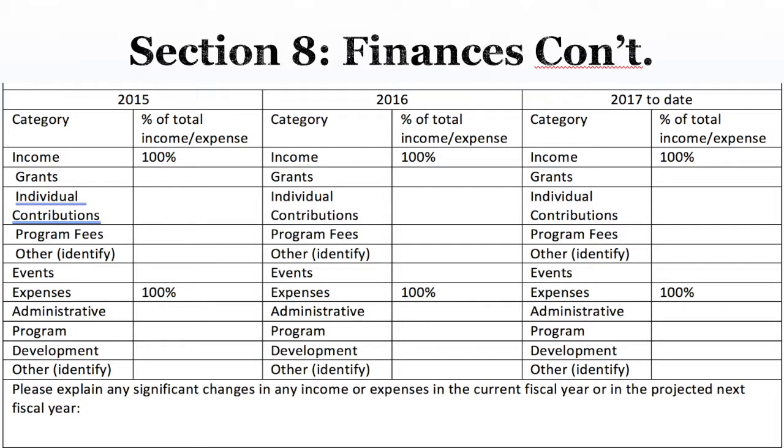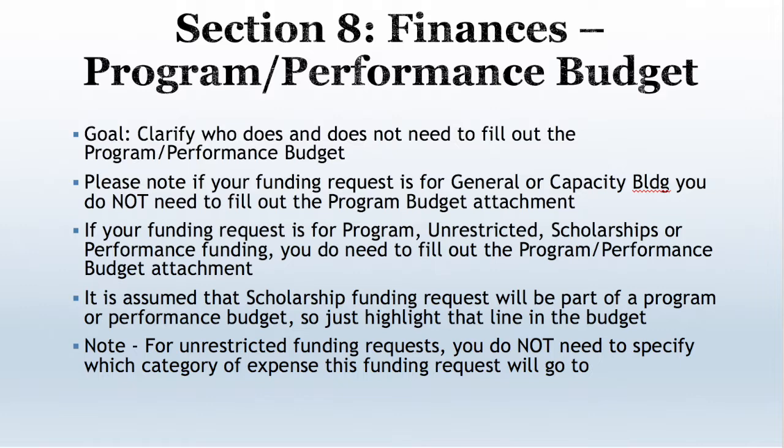Keep in mind that we are not looking for perfect finances. We're looking for honest finances. So just put an accurate depiction of where you are. First, we're going to go over the program performance budget. So please note, if your funding request is for general operating funds or capacity building, you do not need to fill out this budget template, and you can move on to the total operational organization budget template.